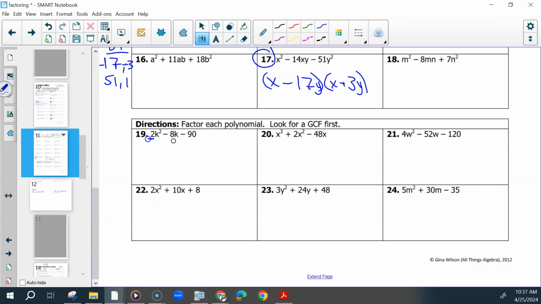So I could divide each of these by 2, put that out front, because we want to divide it, but we don't actually want to get rid of it. And then if I divide each piece by 2, what's left? a squared minus 4a minus 45.